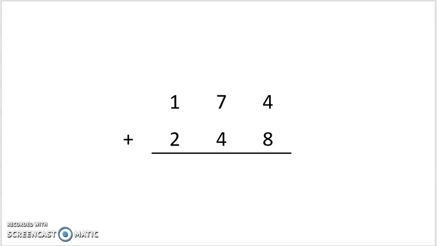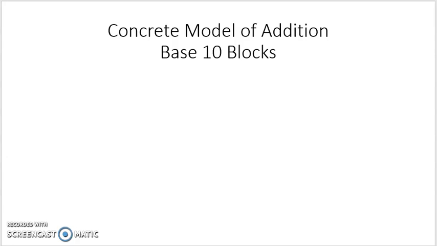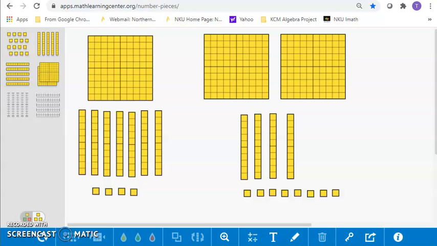To start off, model number 1 is a concrete model of addition using Base 10 blocks. And to illustrate this, I'm going to go to a website. It's an app, and it looks like this. The address is up above. It's also posted in the course. And I already have the numbers laid out.